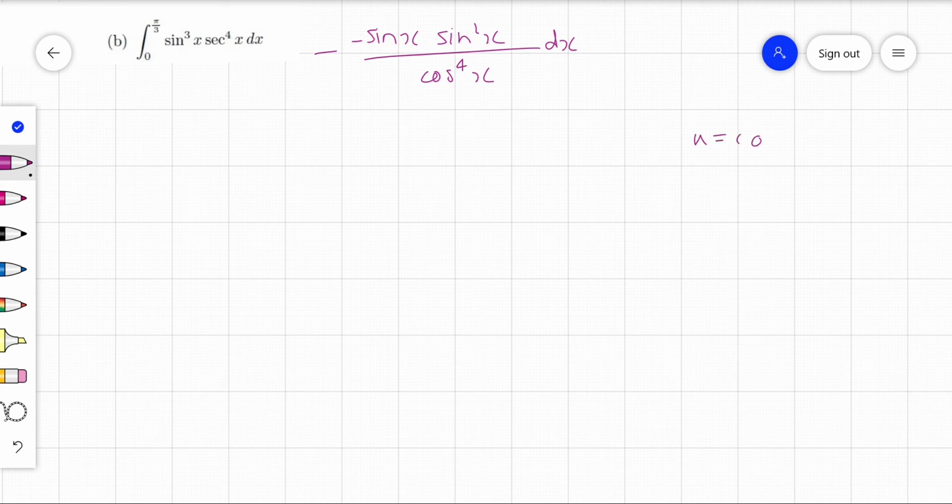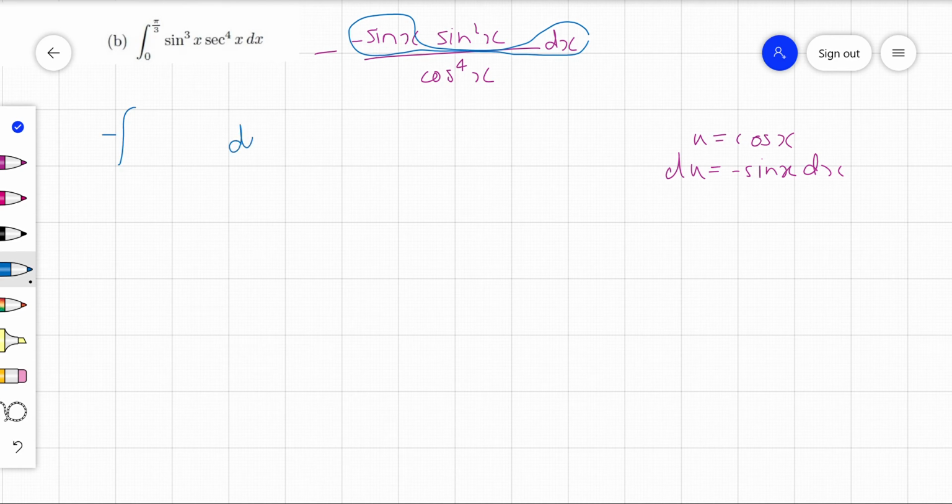If you think about it, if I put the dx in here and a minus here, so if I did make u equal cos x, again, du is negative sine x dx. You can see straight away that negative sine x dx, that whole part is going to be du. So I'm now going to have negative, we're going to have a du. On the bottom, be u to the power of 4. On the top is just sine squared again, which is the same as 1 minus cos squared. All right, again, the limits, if we put 0 in for cos, we're going to get 1. If we put 60 degrees in, we're going to get a half.